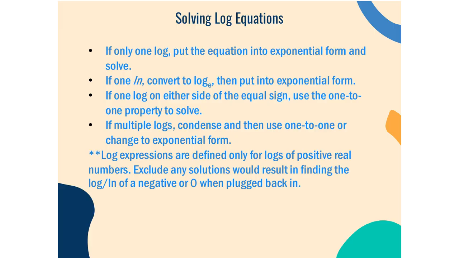Now, keep in mind that's if there's one log, okay? If you have ln, we should know by now that ln is the same thing as log base e. So convert it to log base e, rearrange it to exponential, and then solve. Now, if there's one log on each side of the equal sign, use the one-to-one property to solve, meaning cancel out what's the same and then just solve for x.